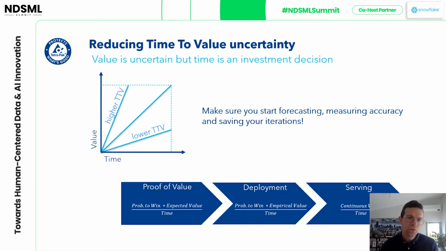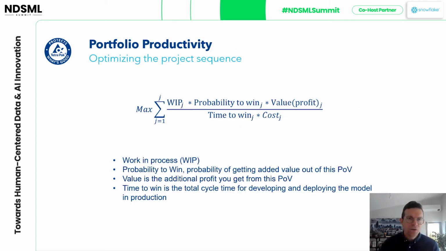And eventually you would like, of course, to maximize this function, right? So let's talk about the portfolio productivity. This is the final function that you may want to optimize. And there are different elements in the numerator of this function. There is this work in progress or work in process, which basically mentions the number of projects that we are actually running at the moment.